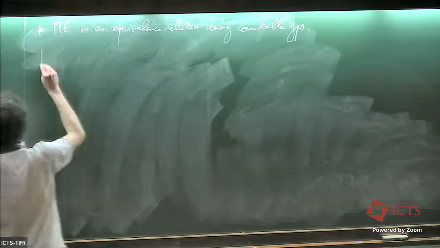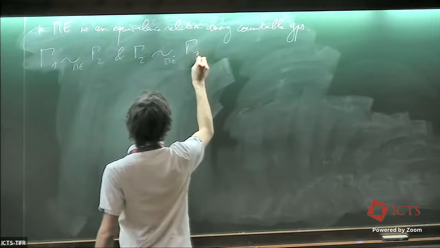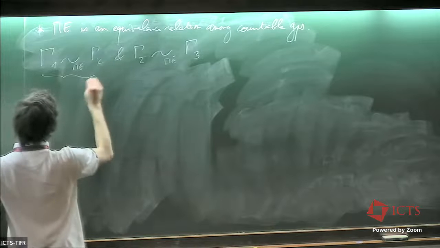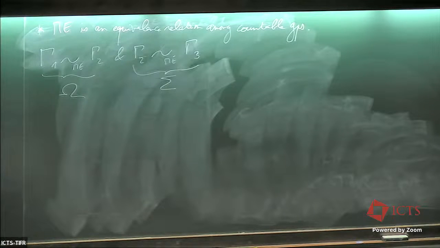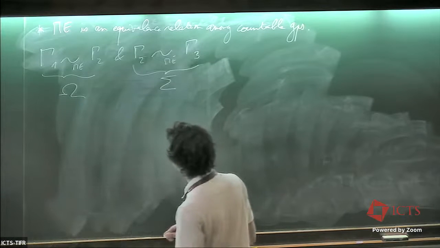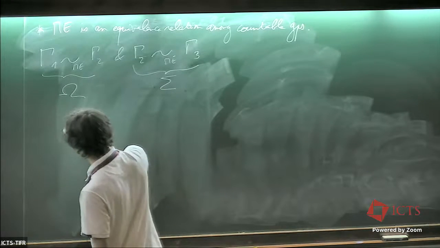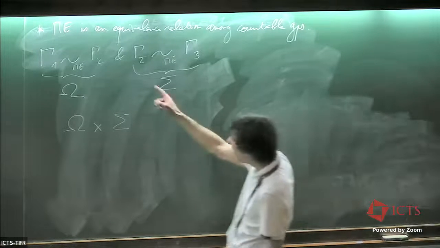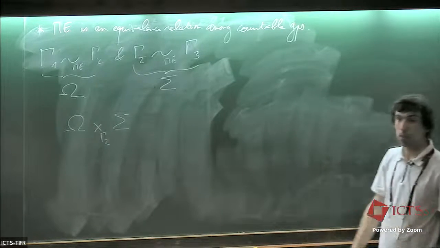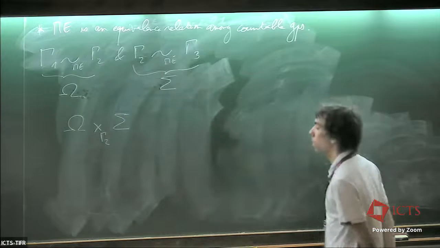But the thing that is not obvious is that if gamma 1 is measure equivalent to gamma 2, and gamma 2 is measure equivalent to gamma 3, so you have maybe the coupling omega here and the coupling sigma there, how do you build a measure equivalence coupling between gamma 1 and gamma 3? Well, you have gamma 1 and gamma 2 acting here, and gamma 2 and gamma 3 acting there. So you can form the product of omega times sigma, but then you mod out by the diagonal action of gamma 2, since you have an action of gamma 2 here and an action of gamma 2 there.